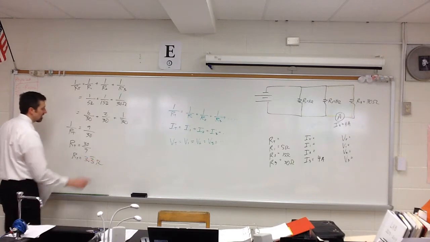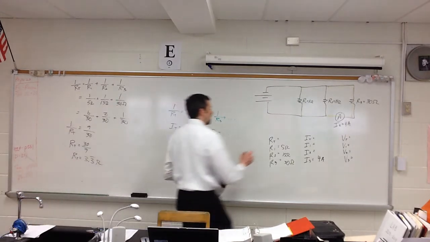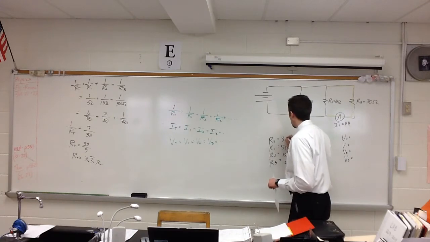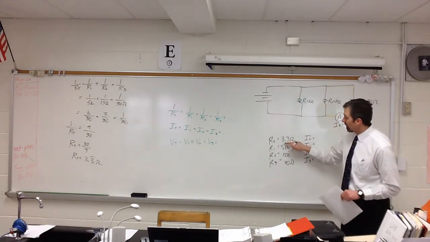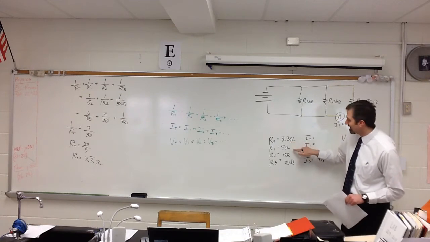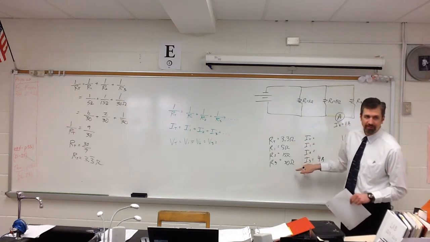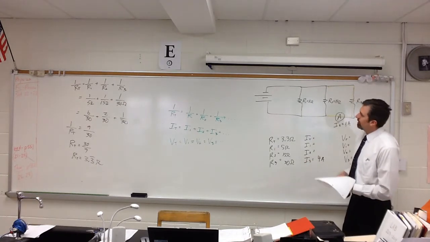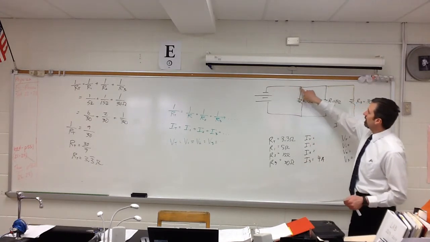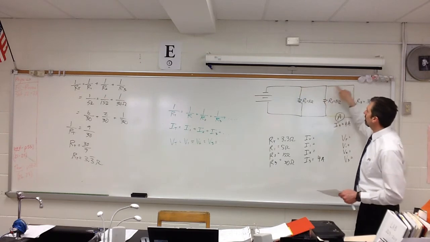So now I know that the total resistance is 3.3 ohms. And you'll notice this is not a mistake. The total resistance is less than the individual resistors. And you're like, how can that possibly be? Well, it's because when the electricity comes over here, it has a choice of going three ways.